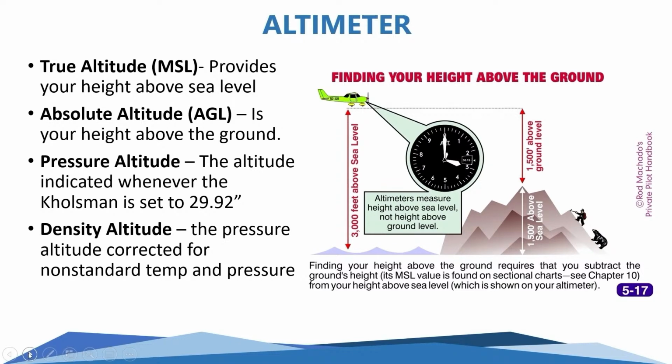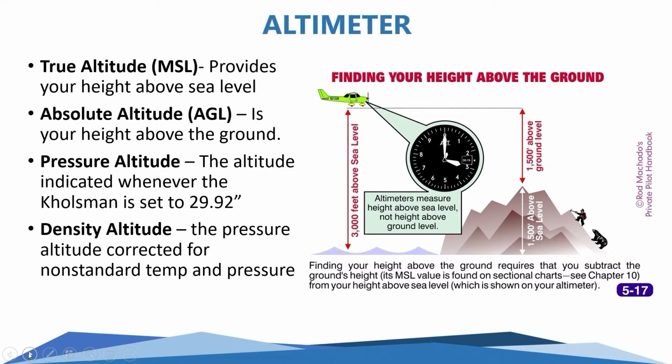So the two main altitudes that we typically talk about are going to be your true altitude, which is also known as your mean sea level, or MSL value. So this is providing your height above sea level, and your AGL, which is your absolute altitude, and this is your height above the ground, or what we say above ground level.